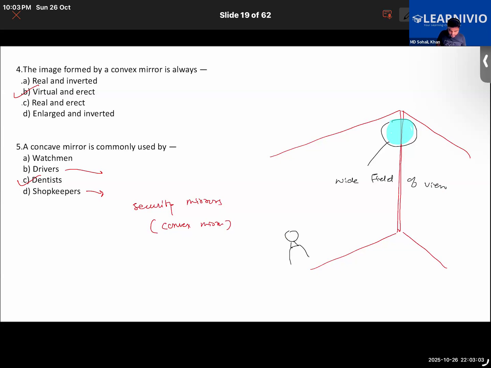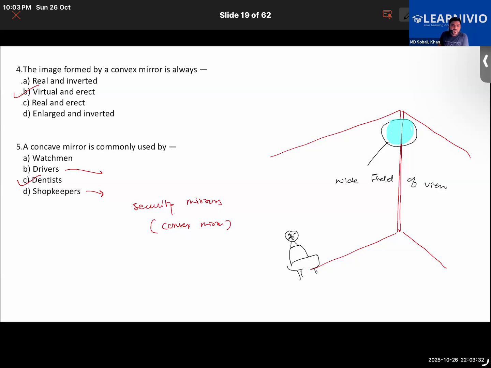Exactly. So suppose this is a shopkeeper sitting in his chair right now. He can simply look at this mirror and see the entire view of his shop, where the customers are, where the staff are, etc. So if something wrong is going on in the shop, he can look at it and get an idea. So there also it is used.